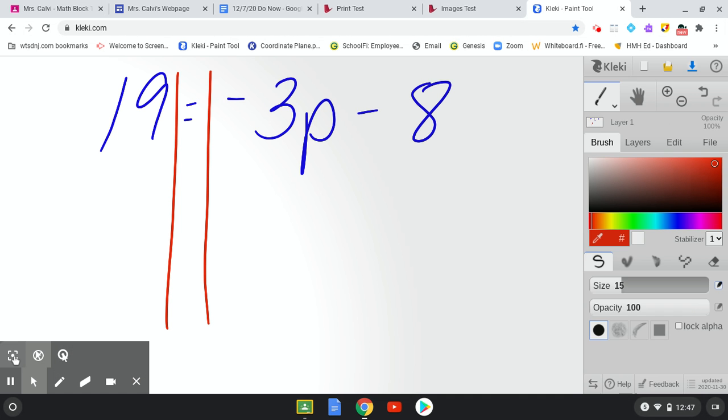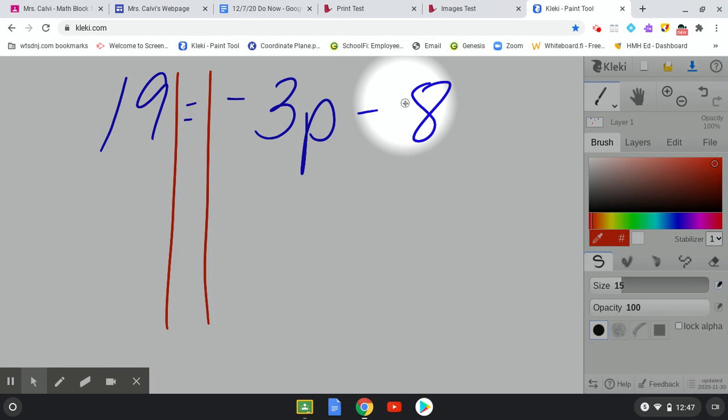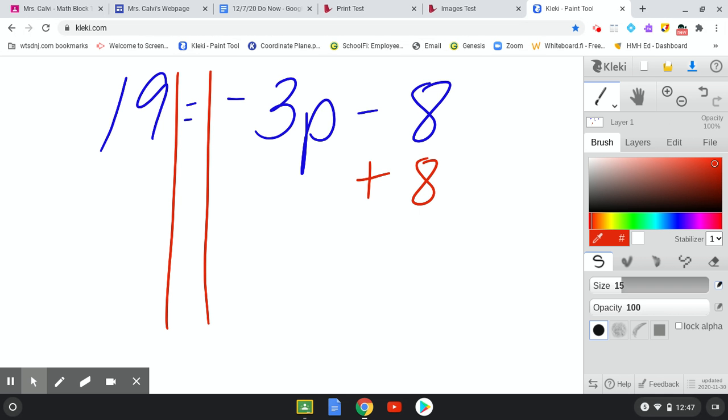Okay, so here I have 19 is equal to negative 3p minus 8. So I want to get rid of what is by itself first. So in other words, this minus 8, that's considered our constant, okay, right? So in order to get rid of that minus 8, I am going to add 8 to both sides.